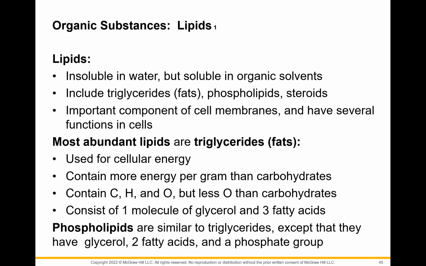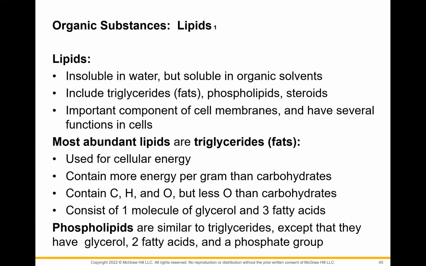And they are a major component of our cell membrane, as well as they have several other functions within the cell. Now, when we think about our cell membrane, they're made up of what's called a phospholipid. And we'll discuss that a little bit more when we get to the next chapter and start talking about the cells. But they are very abundant, especially when we think of these triglycerides, which are our fats.